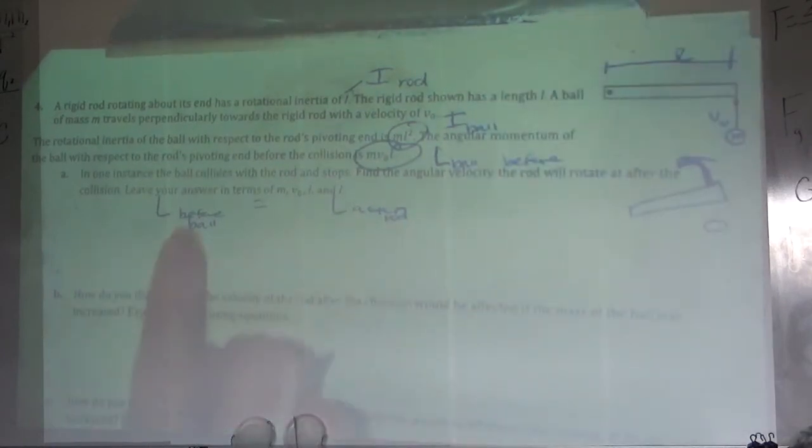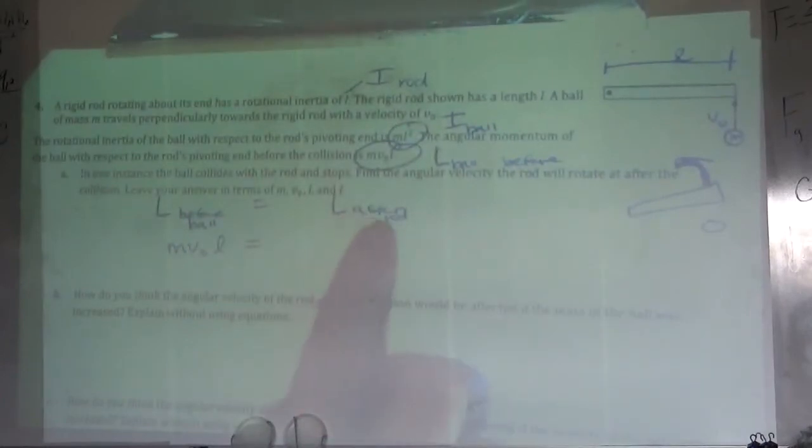Alright, so then the angular momentum of the ball beforehand, well, that was given. It tells me the angular momentum beforehand was m v naught L. And then the angular momentum of the rod after, well, the rod is rotating, so I'm going to use I omega.